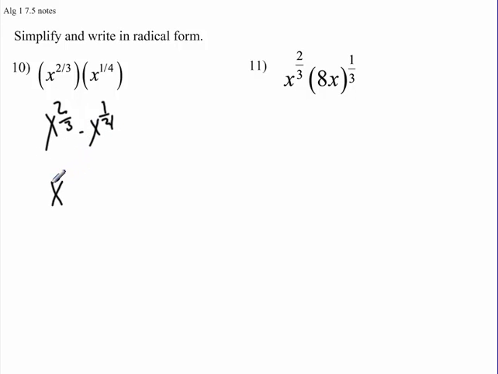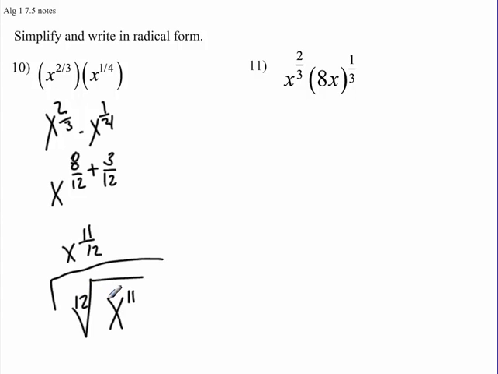When you add fractions, you have to find a like denominator. So 12 is the like denominator, which means here, what did I have to multiply 3 by to get 12? 4. So 4 times 2 is 8. Here, what did I have to multiply 4 by to get 12? 3. So 3 times 1. So this is x to the 11/12, which means, make my big radical, 12th root of x to the 11. Done.